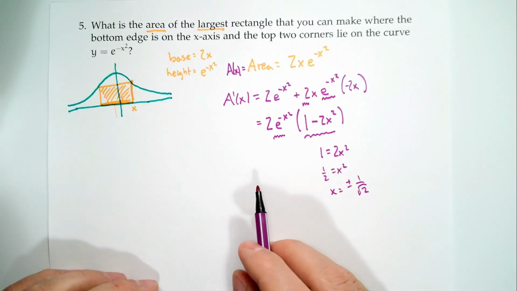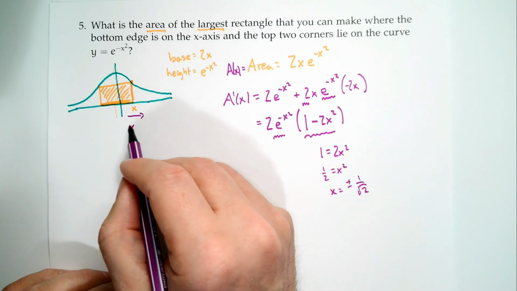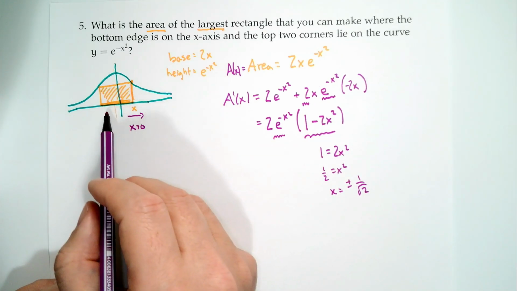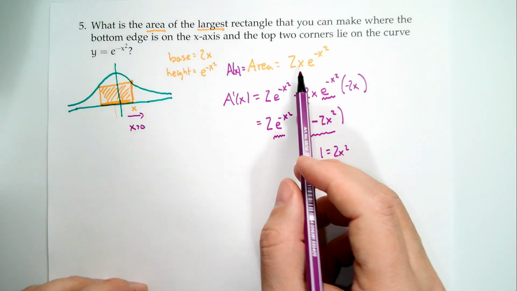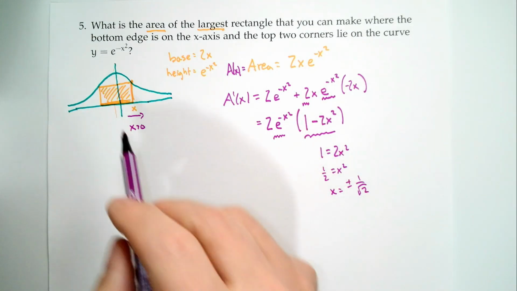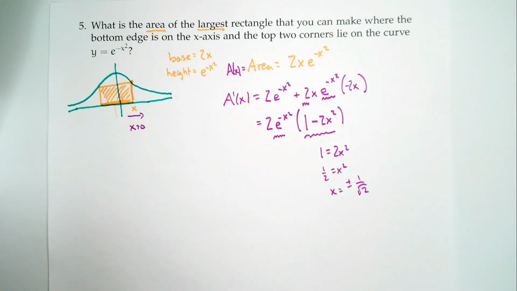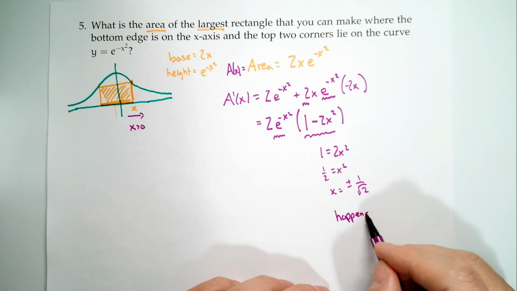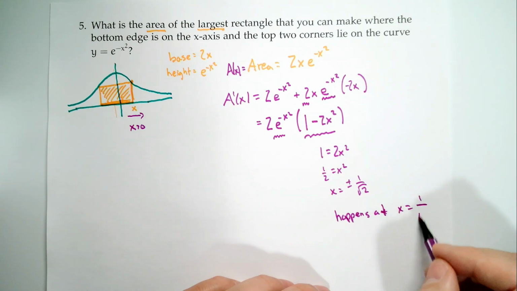Now, notice there's sort of an implicit thing here. We're really assuming x is positive, because of symmetry, right? If x is negative, that wouldn't make any sense, because your area would be a negative area. But we say, look, as long as x is positive, because of symmetry, we're good to go. So our max happens at x equals 1 over root 2.